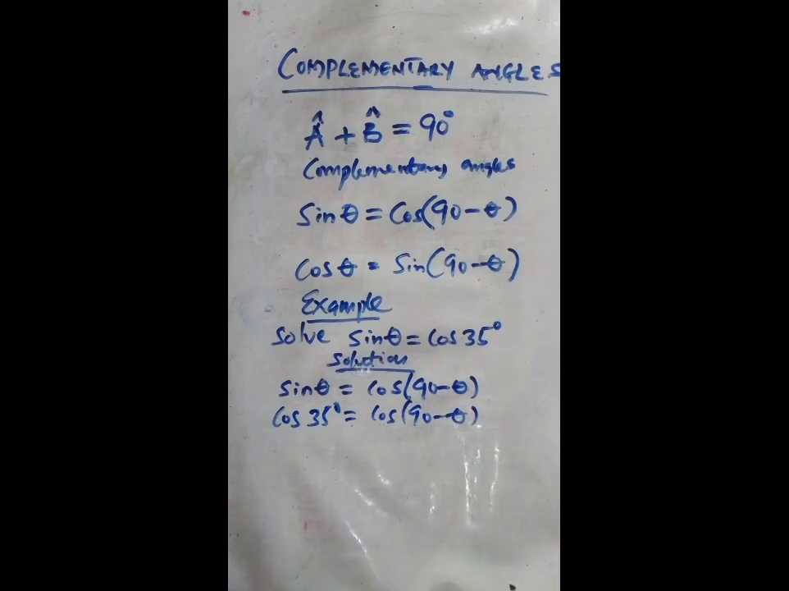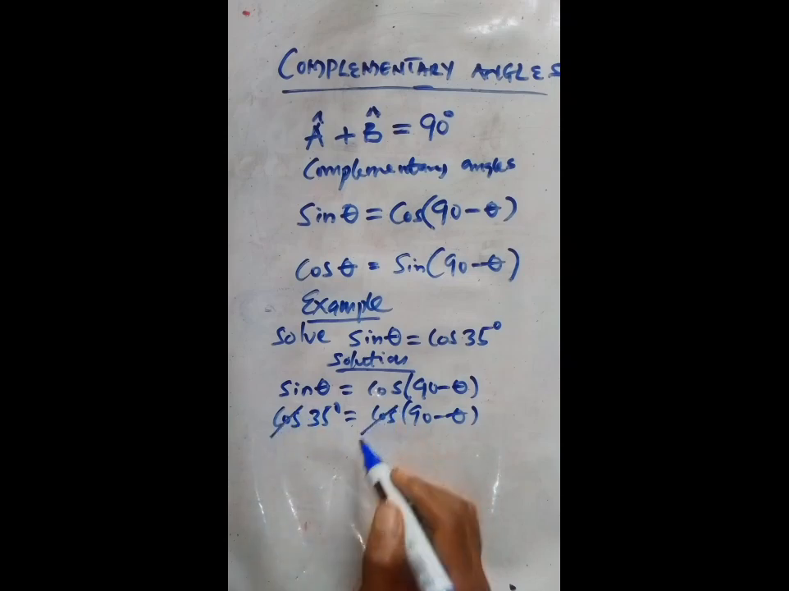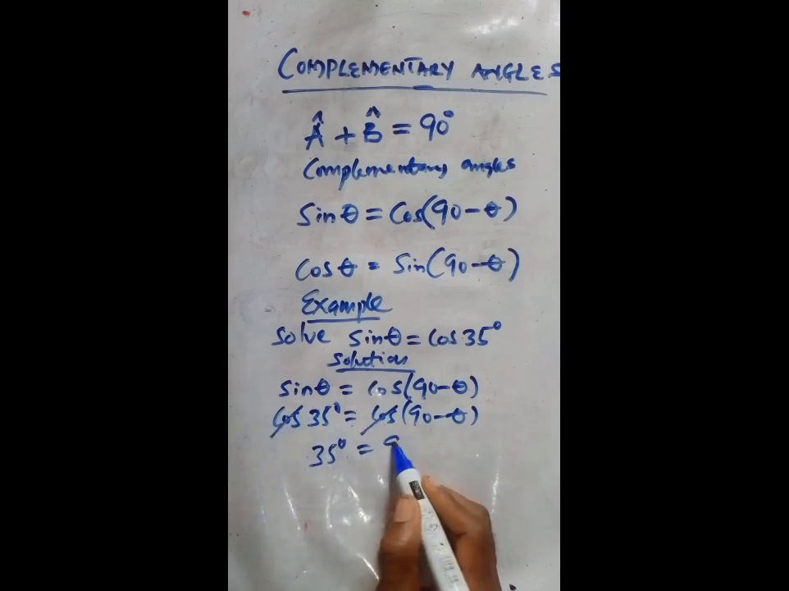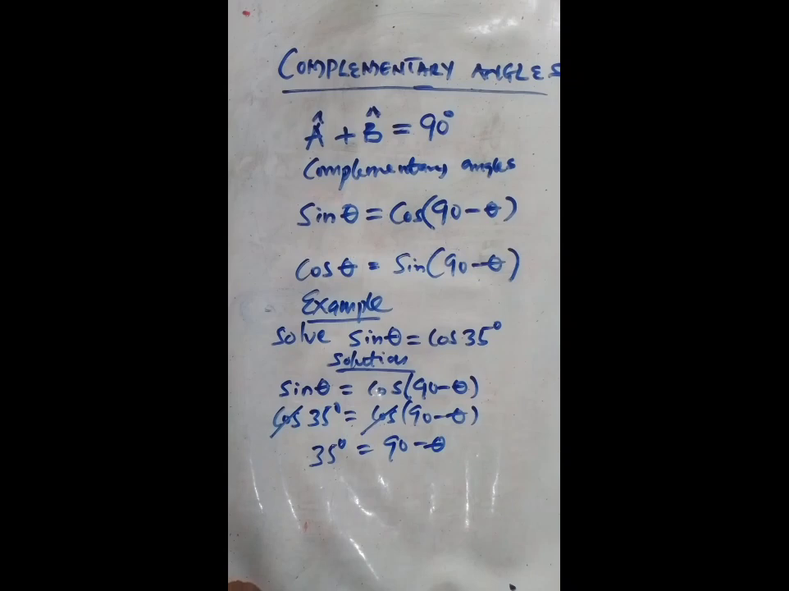You get it? So cos appears on both sides of the equation, so they will cancel out. So we have 35 degrees is equal to 90 minus theta. So we are making theta the subject of the formula, and our theta will now be 55 degrees. You get it? Good. So go through it again, over and over, and master it very well.